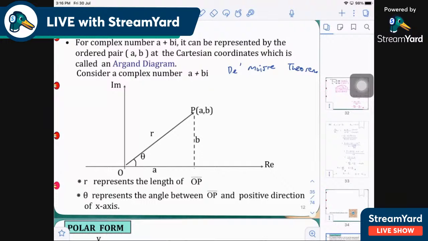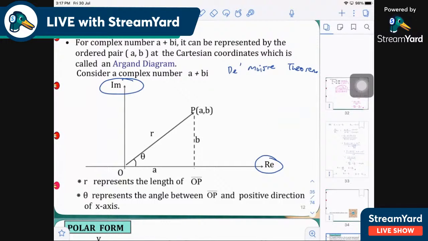What is the difference between the Argand diagram and the Cartesian diagram? In the Argand diagram, we have imaginary and real parts. In the Cartesian diagram, we only have x and y. This is x, this is y. Sorry, my mistake. This is x, this is y. So this is our normal Cartesian diagram. This is the Argand diagram, and if I want to draw the graph, it will be like this.